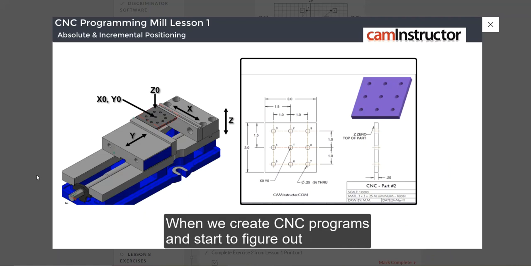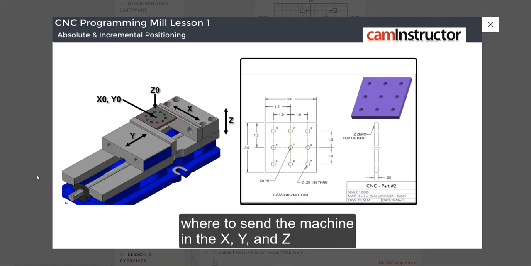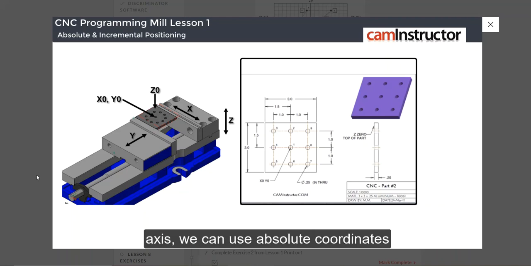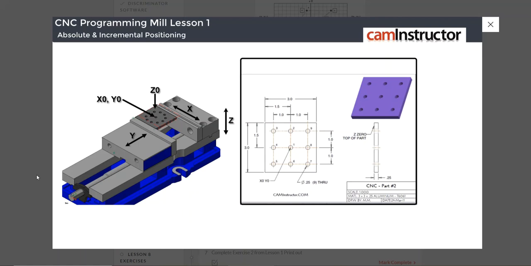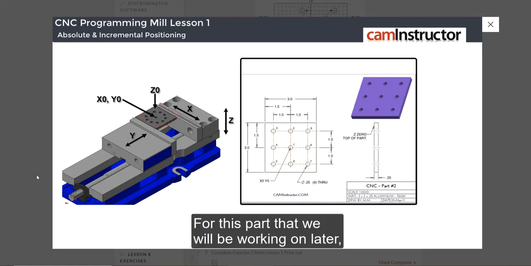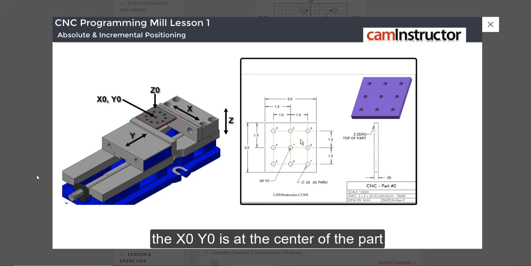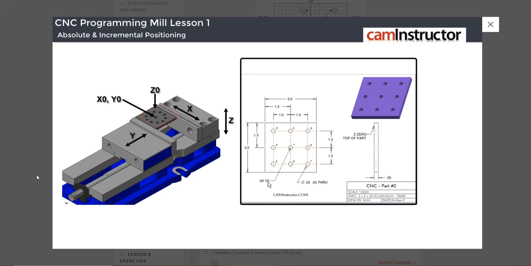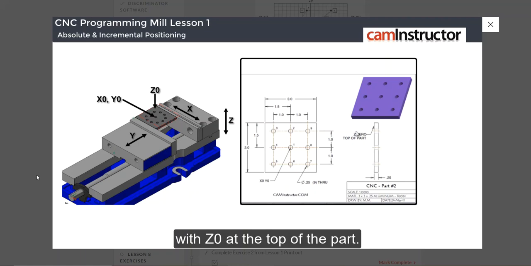When we create CNC programs and start to figure out where to send the machine in the X, Y and Z axis, we can use absolute coordinates or incremental coordinates. Now, absolute coordinates are measured from the 0 position. For this part that we'll be working on later, the X0, Y0 is at the center of the part, with Z0 at the top of the part.